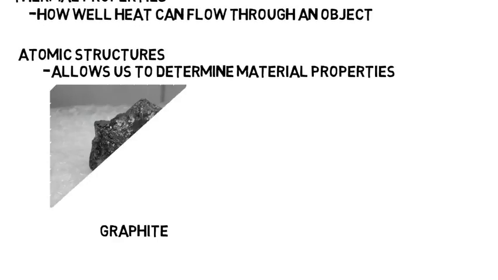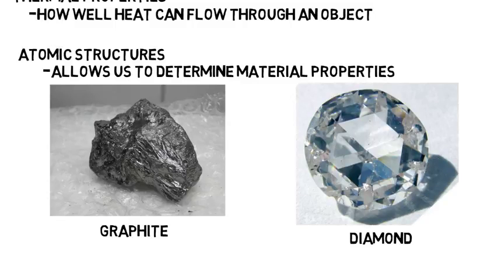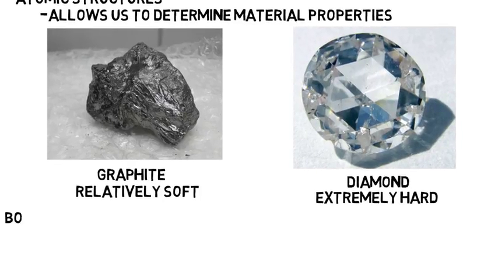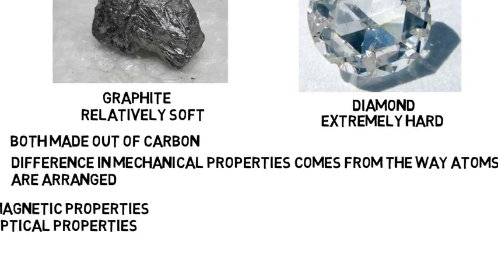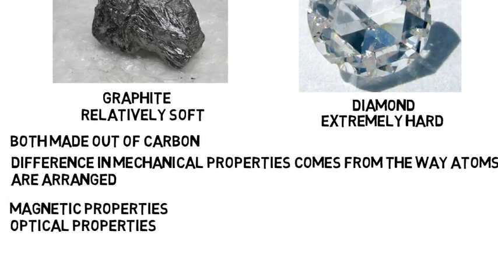For example, take graphite versus diamond. Graphite is relatively soft while diamond is extremely hard, yet both are made out of carbon. This difference in mechanical properties comes from the way the atoms are arranged in these materials. And there's more properties, like magnetic properties and optical properties, but this is the general idea.